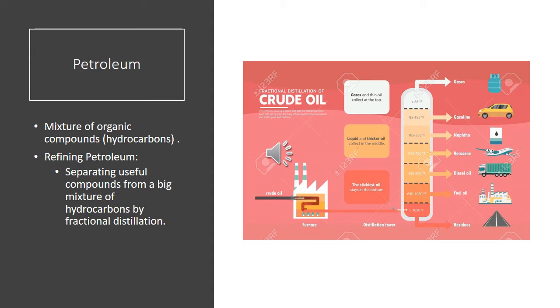What is in petroleum? Petroleum is a smelly mixture of hundreds of different compounds. They are organic compounds, which means they contain carbon and usually hydrogen. So they are hydrocarbons. In fact, most are hydrocarbons. They contain only carbon and hydrogen.